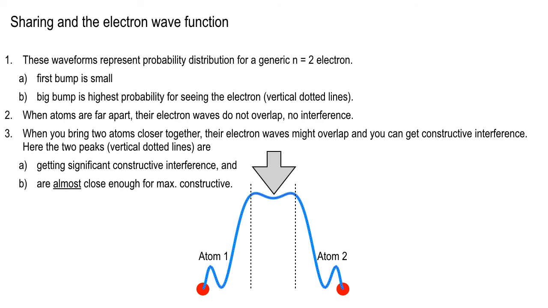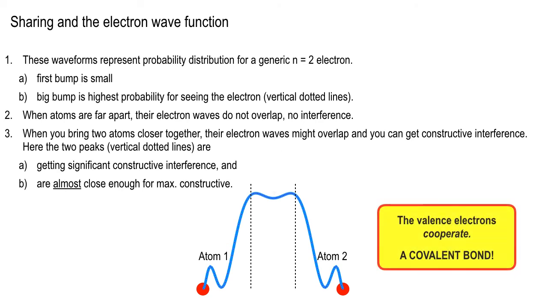All right. Now, this is valence electrons cooperating or constructively interfering, and that's how you get a covalent bond. Now, all right, so make a sketch of that wave function.